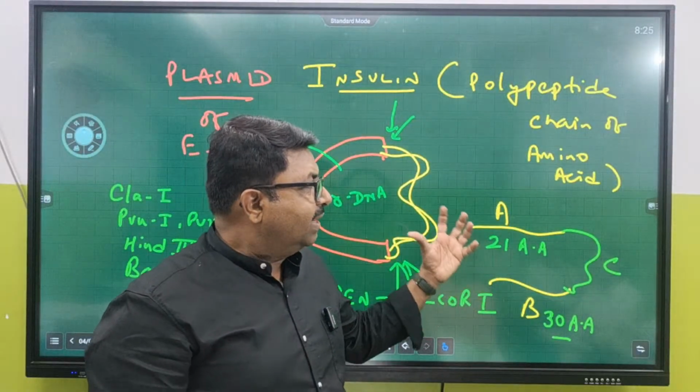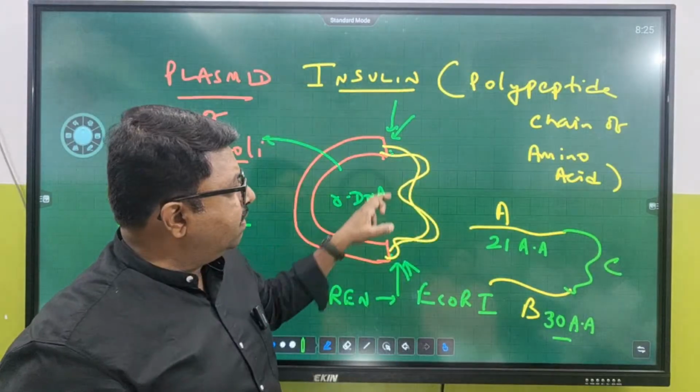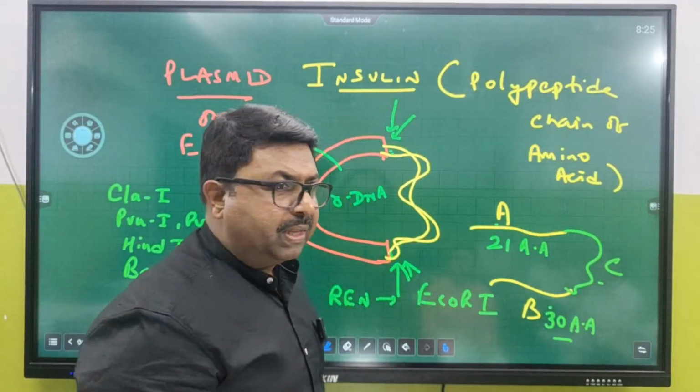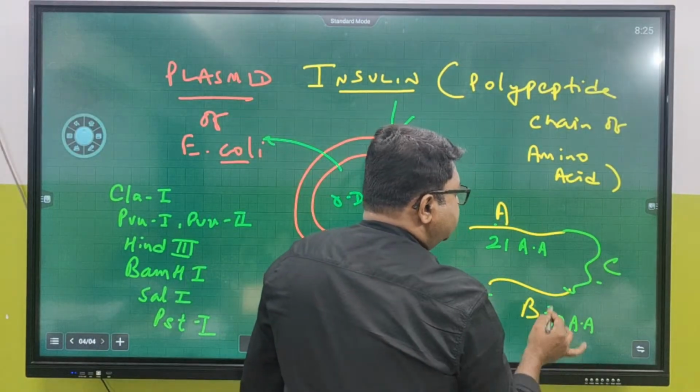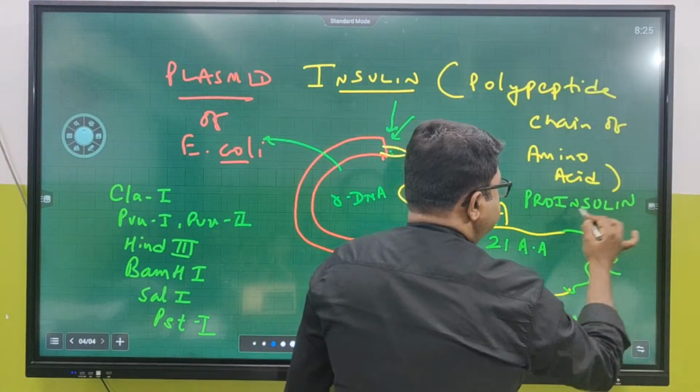Can we take the whole DNA which is going to make A, C and B together? No. A, B and C polypeptide chains together make an inactive one called proinsulin.